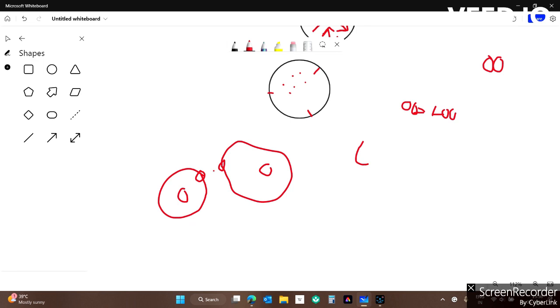What it means is that two fermions cannot occupy the same place. They cannot be in the same place. So two electrons cannot be in the same place because of this principle.